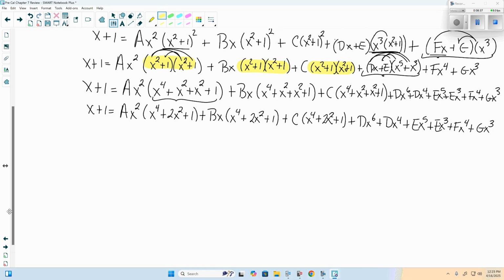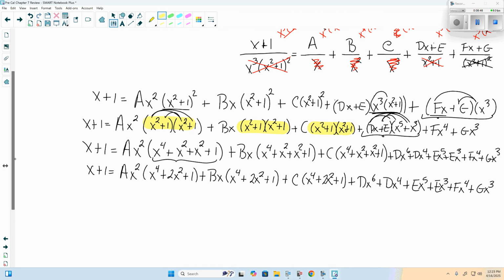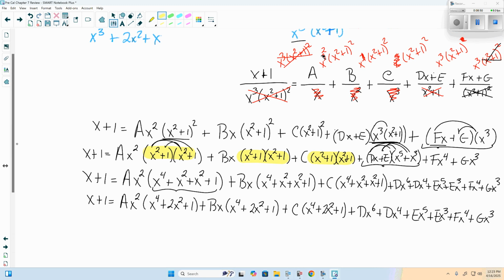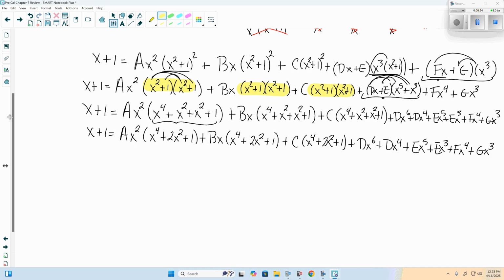Questions on any of this so far? Do we understand what we did on the first step? Multiplying through. Really, from here, all we're doing is simplifying.